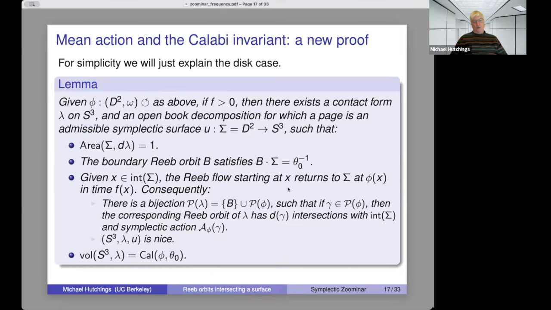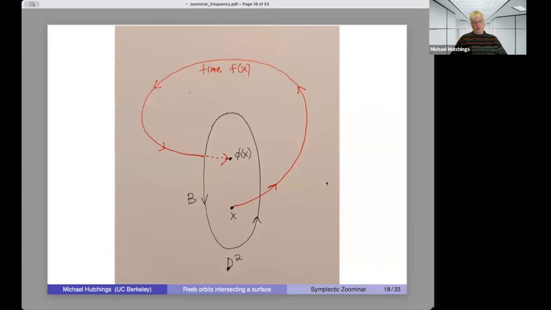So if you start at some point x in the disk, then you will come back. It's an open book, so you have to come back to the disk. The time it takes is f of x, and the point that you return to is phi of x. So the picture looks like this. So here's the disk. I start at point x, I follow the Reeb flow for time f of x, and I come back to the disk at the point phi of x.